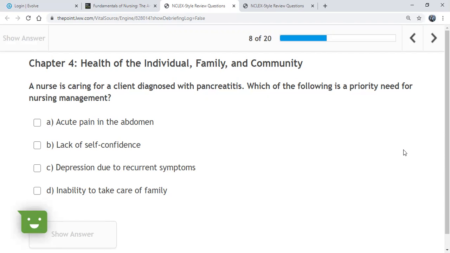Second one, lack of self-confidence. Is that physical or psychosocial? Psychosocial. Depression, physical or psychosocial? Psychosocial. And inability to take care of the family.